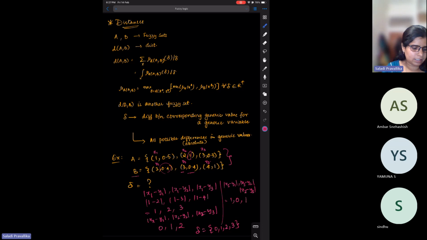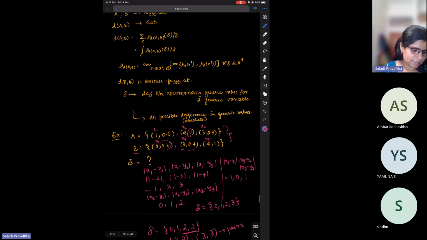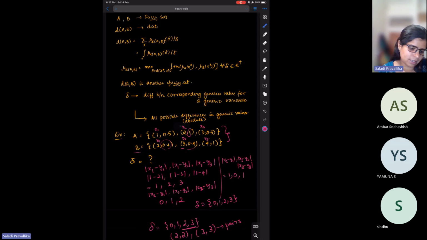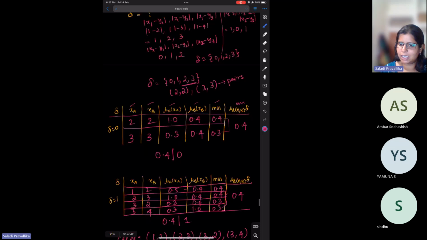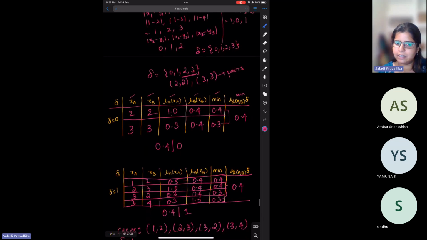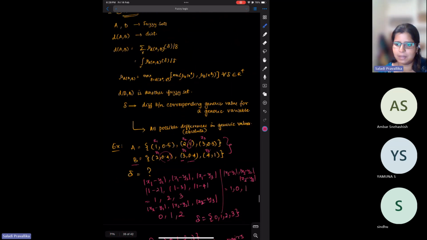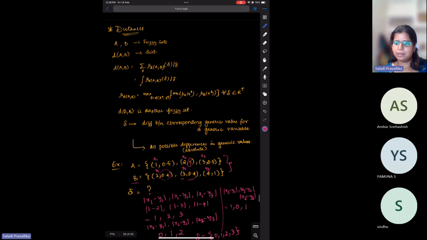Then we saw what delta is. Delta is all the possible absolute differences that we can take for a given generic variable, that is x in our case. I gave an example: I took two fuzzy sets and calculated delta values for them. After that, everything continued. Is it clear? That was essentially the first 5 minutes, nothing much more.